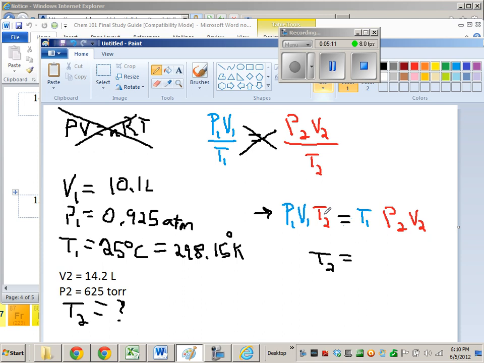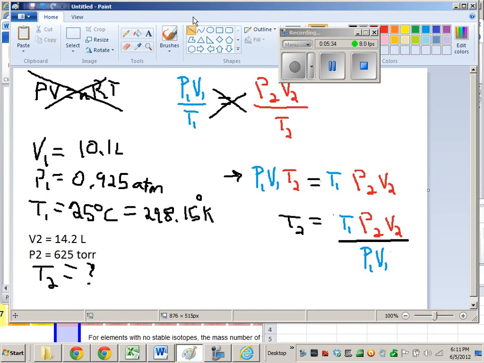So that's going to leave us with T2 on this side, and we're going to have this stuff divided by P1 V1. So this is our equation: T1 P2 V2 divided by P1 V1 equals T2. That's pretty cool. We're going to use this. And at this point, it's pretty much plug and play. Let's think about these units to make sure they make sense before I actually do the calculation.